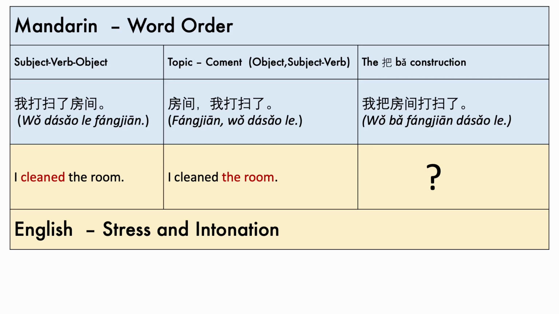Now we learn the ba construction, and it follows the same logic. By moving the object before the verb and adding the preposition ba, we're shifting the emphasis to the object being affected. English doesn't have a sentence structure that perfectly mirrors this ba construction. However, there is one construction that captures a very similar idea.